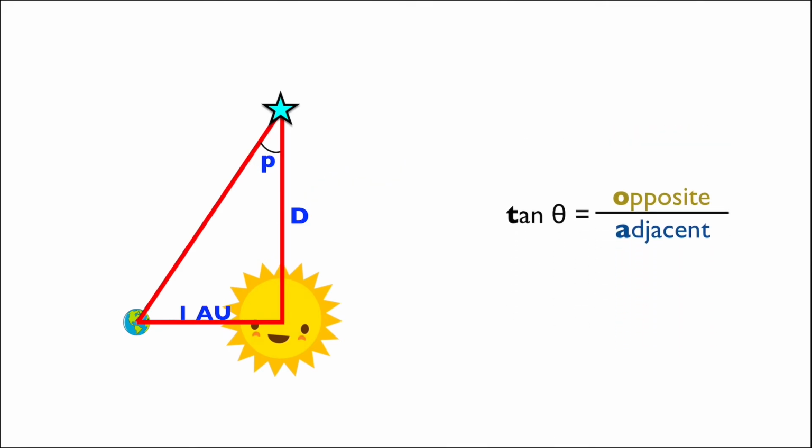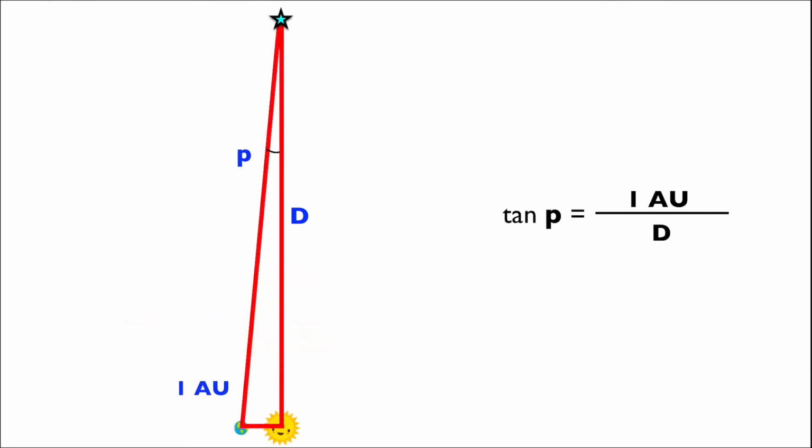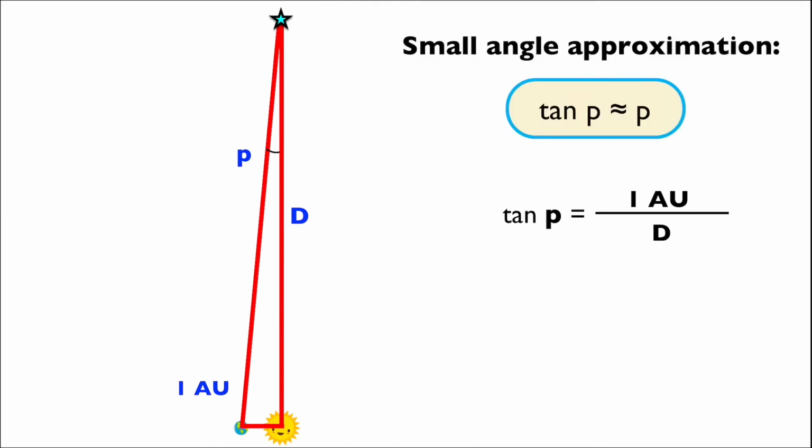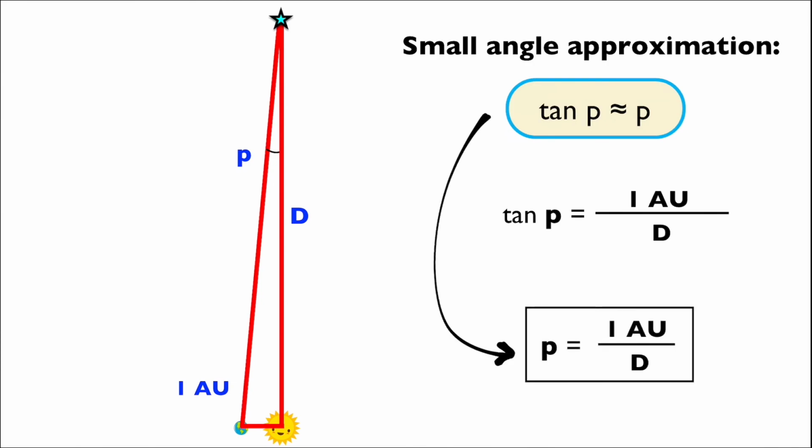So we have the tangent of the parallax angle P equals the opposite over the adjacent sides of the triangle. So we get tangent P equals 1 AU over the distance d. But this distance d is so big that this triangle gets stretched out incredibly. So much so that we can employ the small angle approximation, which says that the tangent of the angle P is pretty much the angle P itself. This simplifies our equation, and we get the parallax angle P equals 1 AU over the distance to the star d. So now, as long as you know the parallax angle of the star, you can find its distance.